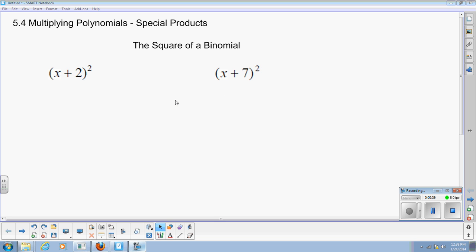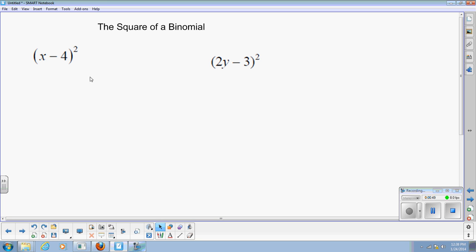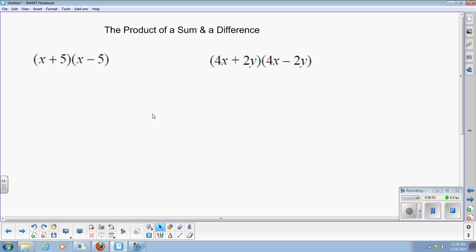So we have 3 different things that we're going to look at. We're going to have what we call the square of a binomial, and there's 2 parts to that. The square of a binomial is when you have like x plus 2 squared, or you have like x minus 4 squared. That would be 2 parts. A second type of pattern that we're going to look at is what we call the product of a sum and a difference. So like here I have x plus 5 times x minus 5, or 4x plus 2y times 4x minus 2y.